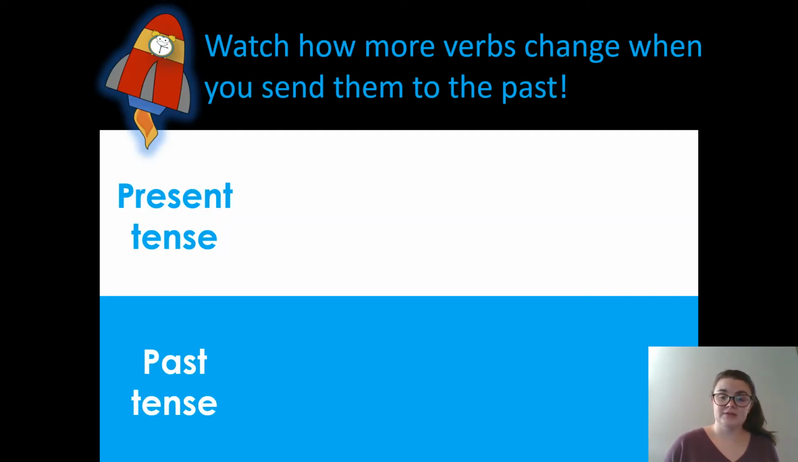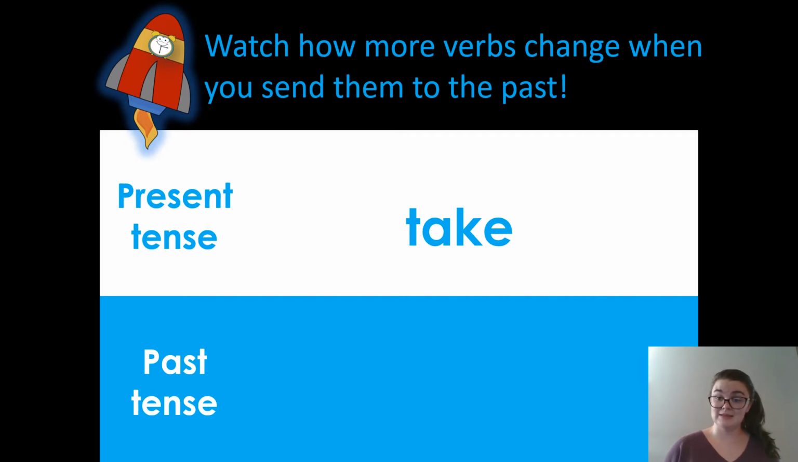Watch how more verbs change from when you send them to the past. In the present tense, we would say, did you just say that to me? But in the past tense, you would say, yeah, I said it. In the present tense, you would say, make me a sandwich. In the past tense, you would say, I made a pizza 5 hours ago. In the present tense, you would say, let's go to the store. In the past tense, you would say, but we went yesterday.